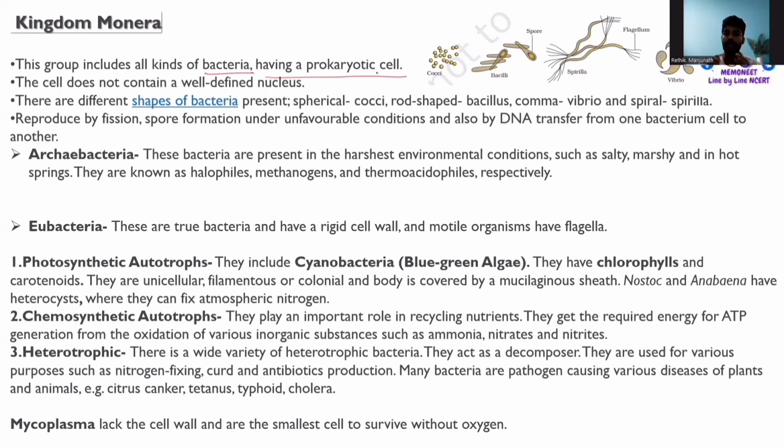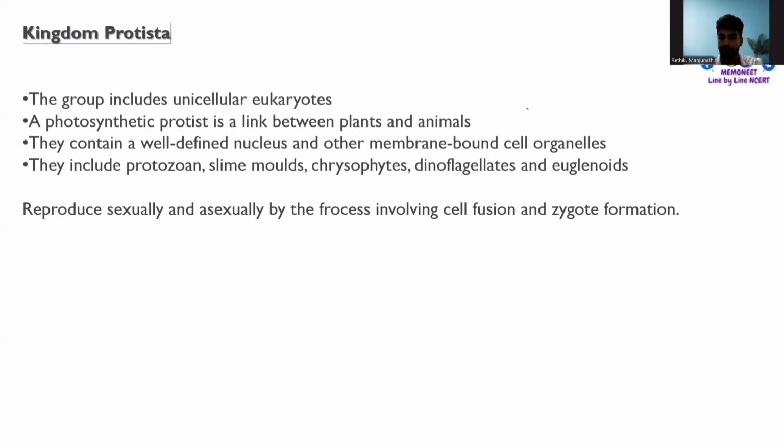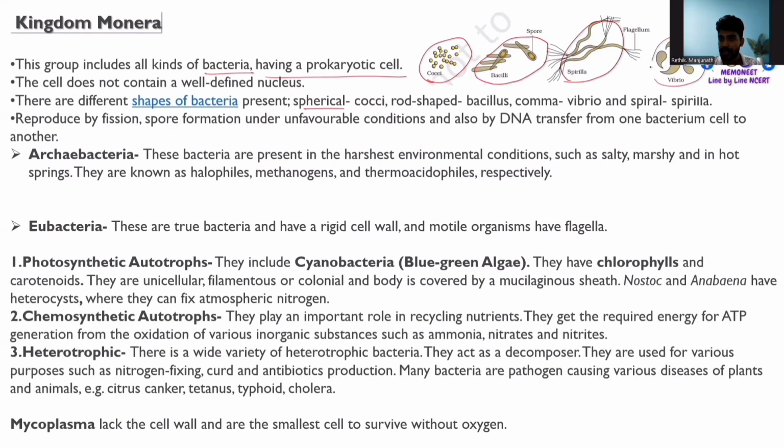In the kingdom Monera, you can see different shapes of bacteria. Some bacteria, such as cocci, are spherical in shape. Some bacteria, such as bacilli, are rod shaped in structure. Some bacteria, such as spirilla, are spiral in shape. And some bacteria, like Vibrio, are comma shaped. Their structure is just like a comma.